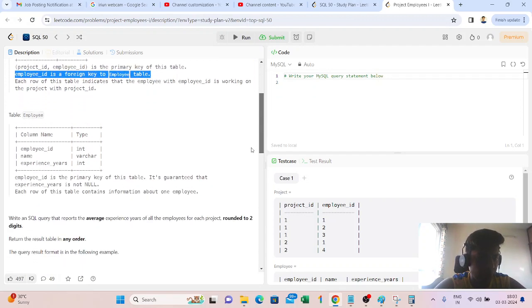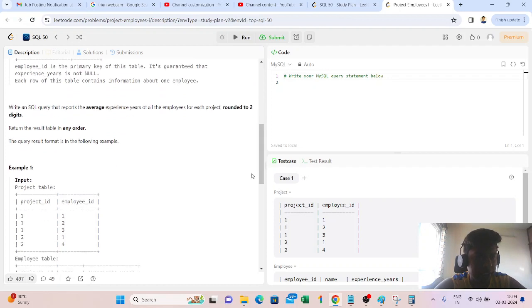The other table is Employee. Employee ID is the primary key of the table. It is guaranteed that experience years is not null, so there would be a minimum of 1 year of experience. Each row of this table contains information about one employee. So very basic tables.